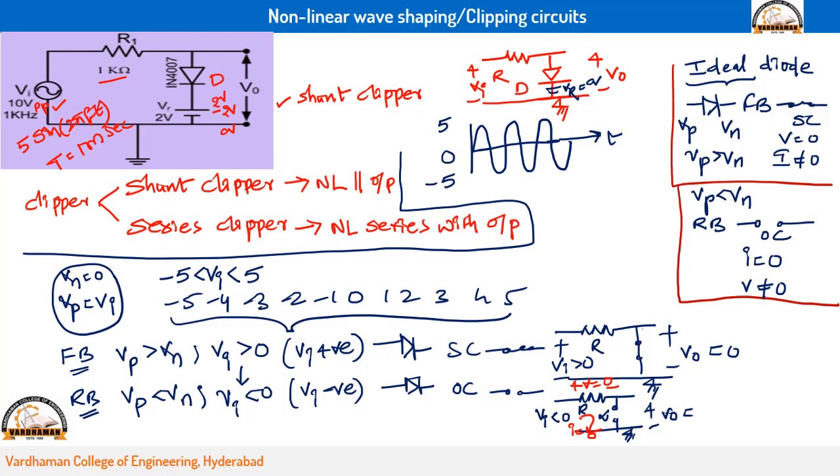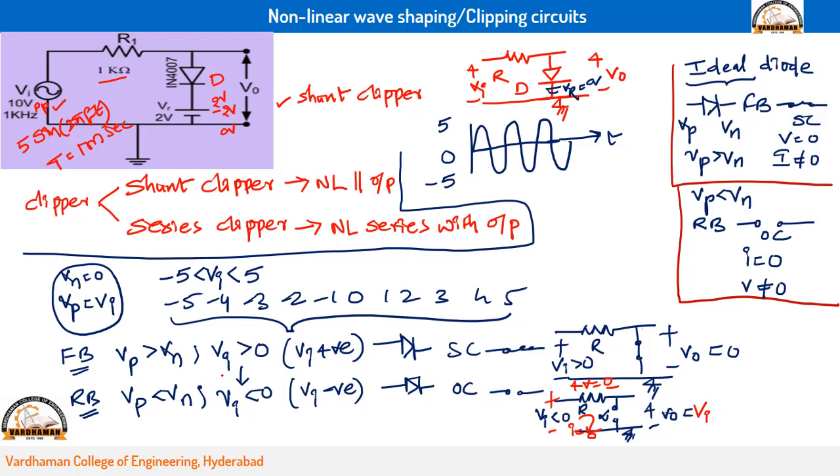If you apply KVL here, supply voltage is equal to the voltage drop across the resistor plus the output voltage. But here the voltage drop across the resistor is equal to 0. So whatever the supply voltage is, the entire supply voltage will come as the output. Like this we have to take.